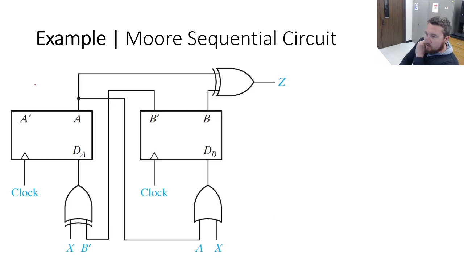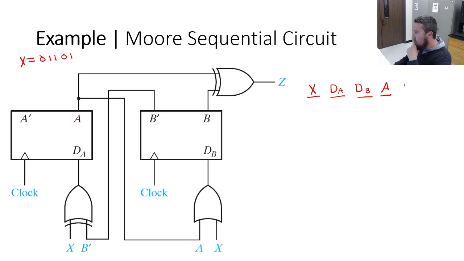So let's do that. I'm going to write over here. I'm going to say X is equal to 0, 1, 1, 0, 1. So let's go ahead and lay out our table here. We'll say that we've got a value of X, a value of dA and a value of dB, and an A and a B and a Z.